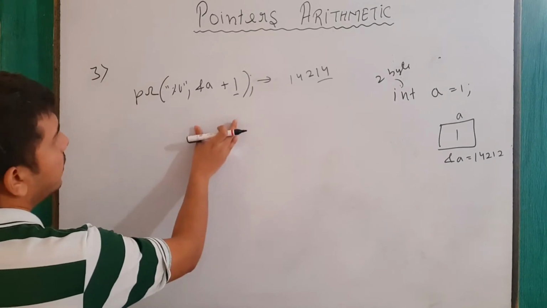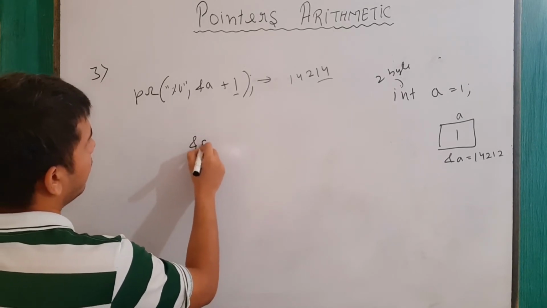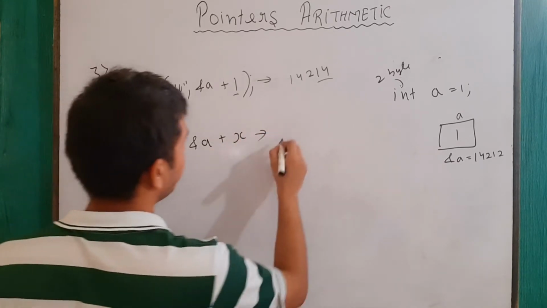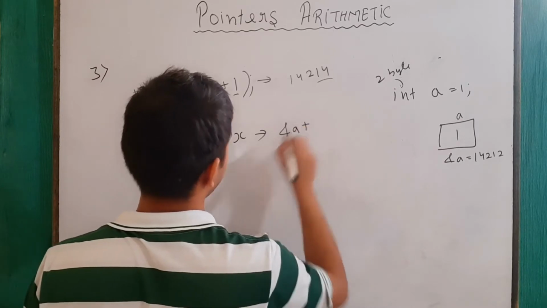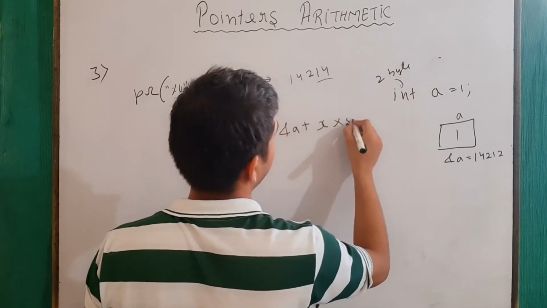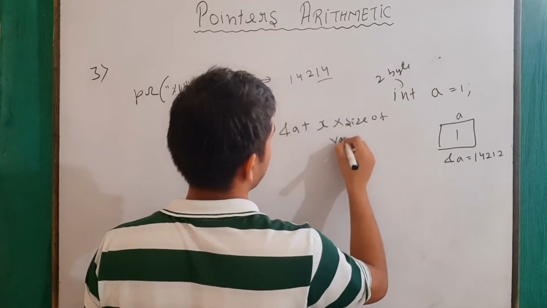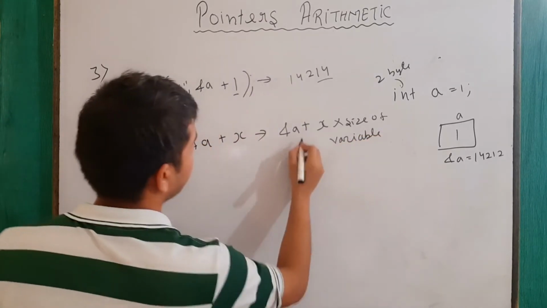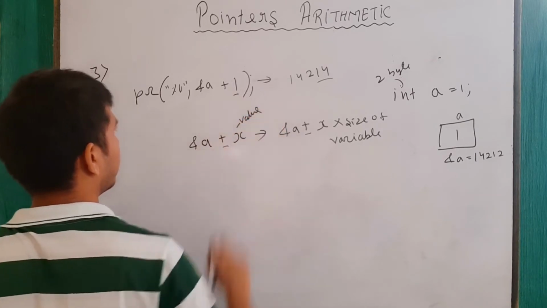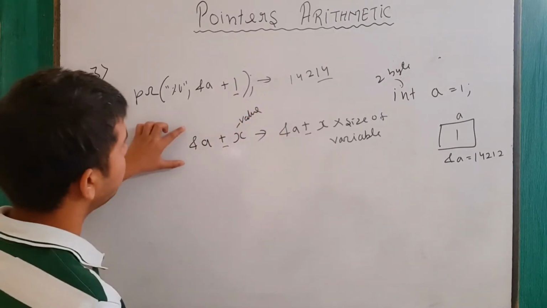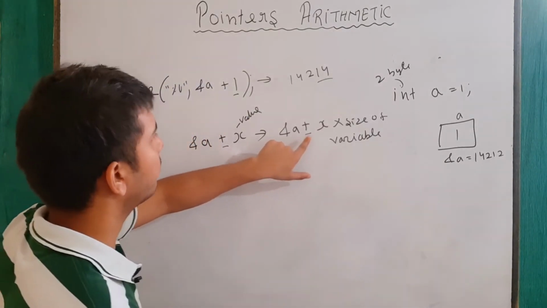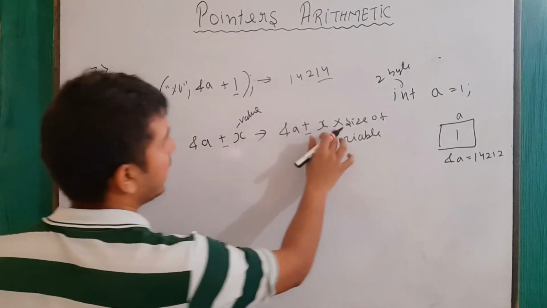For a general expression we can write: the output will be &a plus x times the size of the variable. This is for plus and minus, and this is when I am talking about the value. When an address is added or subtracted with any value, the output will be the address plus the value times the size of that variable.